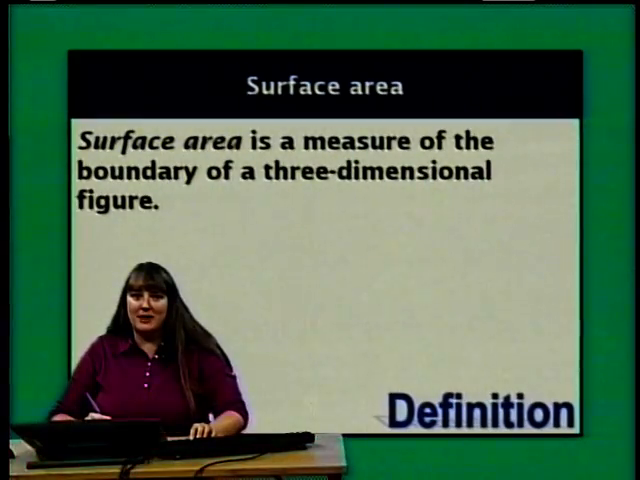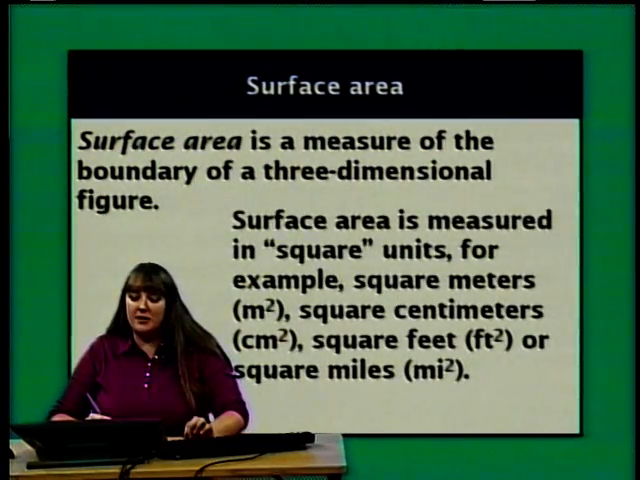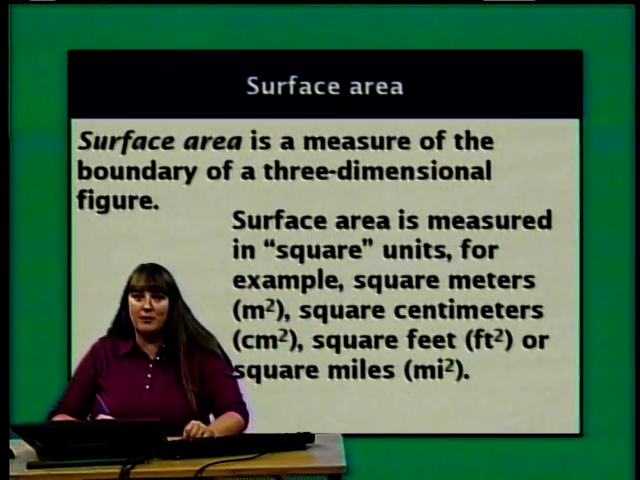Now let's look at some definitions. Surface area is a measure of the boundary of a 3-dimensional figure. The boundary of a 3-dimensional figure, or the sides of a 3-dimensional figure, are 2-dimensional. Surface area is measured in square units. For example, square meters, square centimeters, square feet, or square miles.